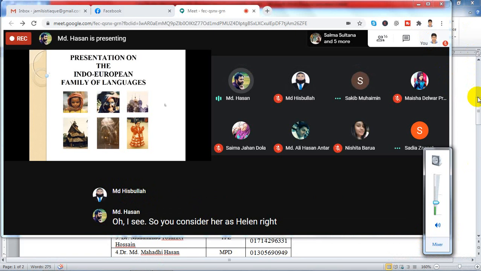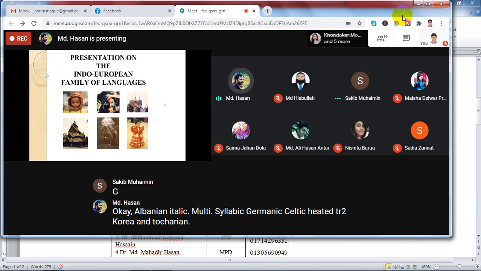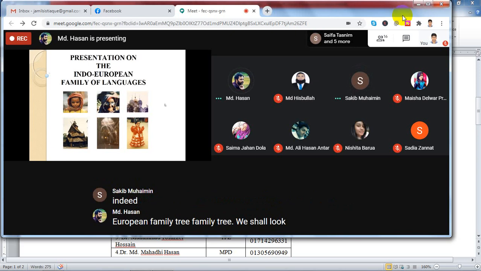Then Albanian, Italic, Balto-Slavic, Germanic, Celtic, Hittite, and Tocharian. These are the 11 groups which fall under the Indo-European language family. These are the branches of the Indo-European family tree. We shall look briefly at each.